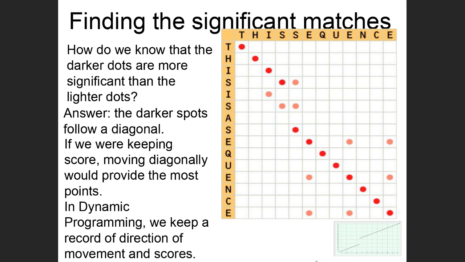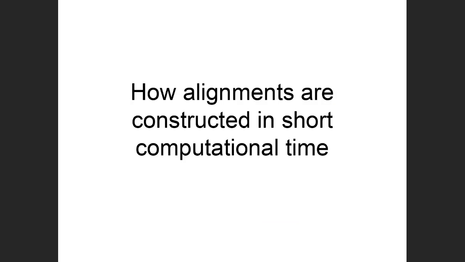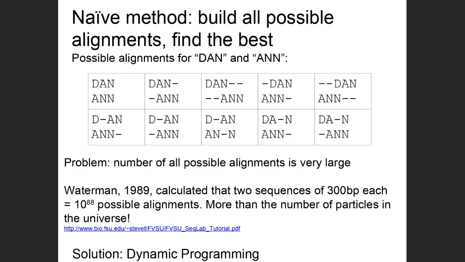So here, let's see what about dynamic programming. Dynamic programming is used so that we can construct the alignments in a short computational time. Because if you're going to do every single alignment possible, it takes so long that it's impossible. Let me give you an example. If you take the naive approach, where I build every possible alignment, have a score for each alignment, and then look at every possible one and see which one is a better alignment.